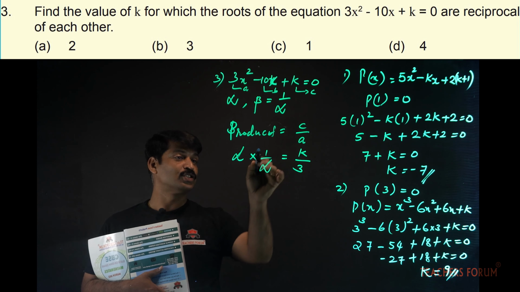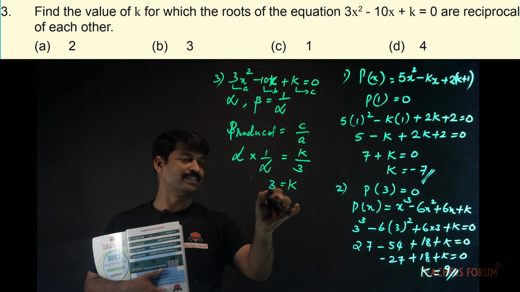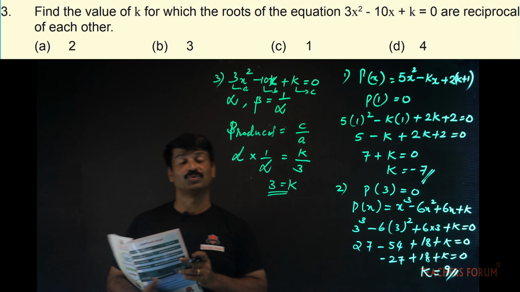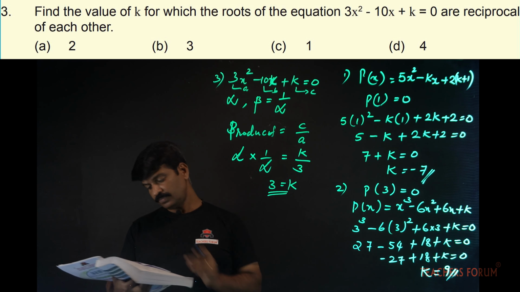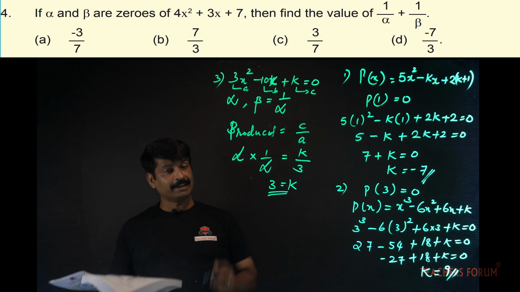Alpha gets cancelled. So 1 is equal to k by 3. Now what is k? K is equal to 3 into 1, that is 3. So the value of k is equal to 3. So which is the correct option? The correct option is B, that is k is equal to 3. Now let us solve the fourth one.